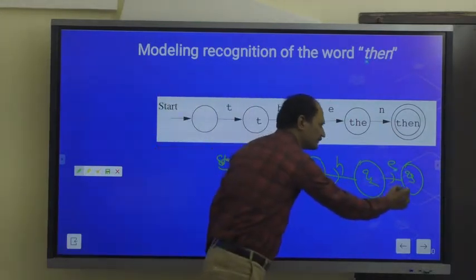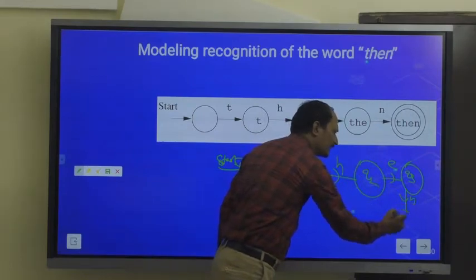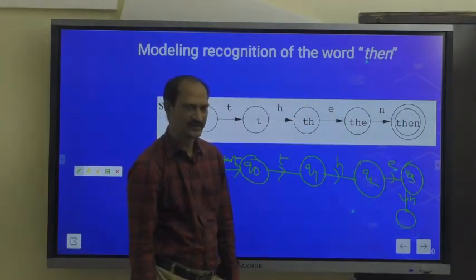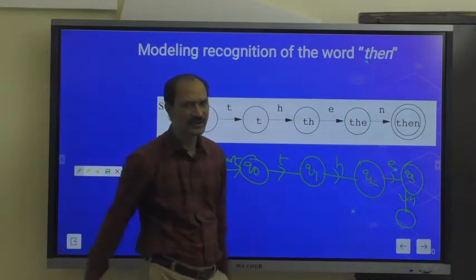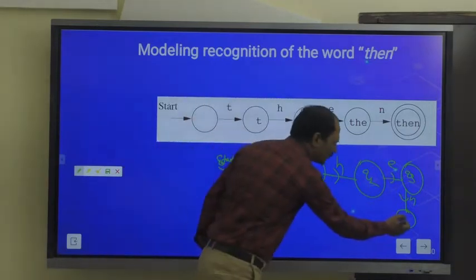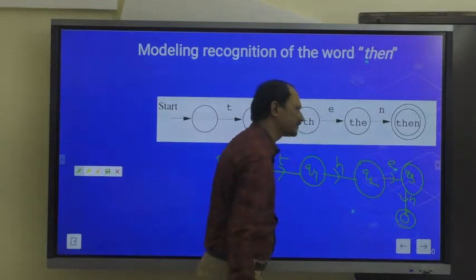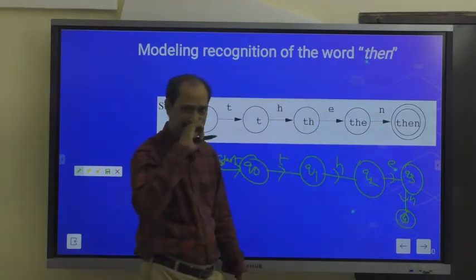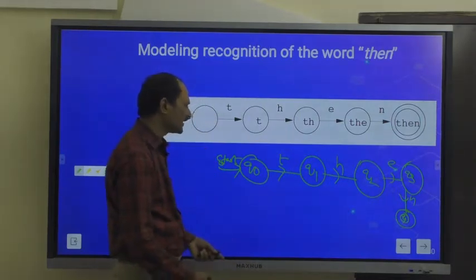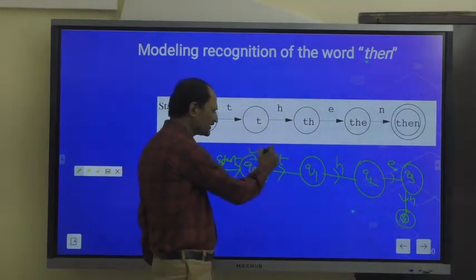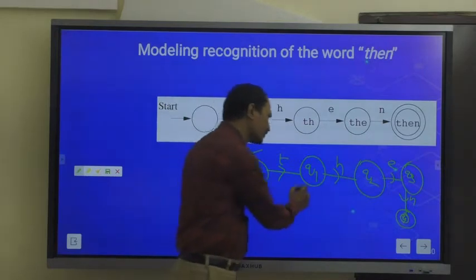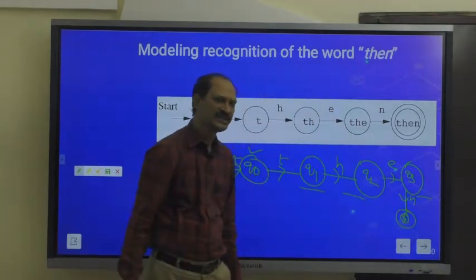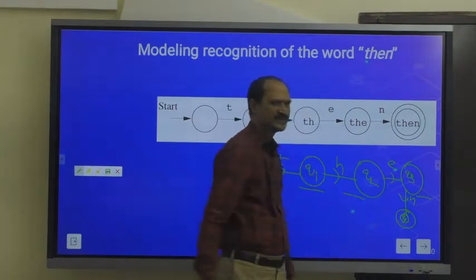Then if I apply another letter N, now this is the letter that I am looking for. Okay, "then" is the word. Since I got the word "then", I am going to halt. It means it is an acceptance state. Suppose that it is Q4. Q4 can be called a final state. So if you observe the diagram, Q0 is the starting state, whereas Q1, Q2, Q3 are the intermediate states, whereas Q4 is the final state.